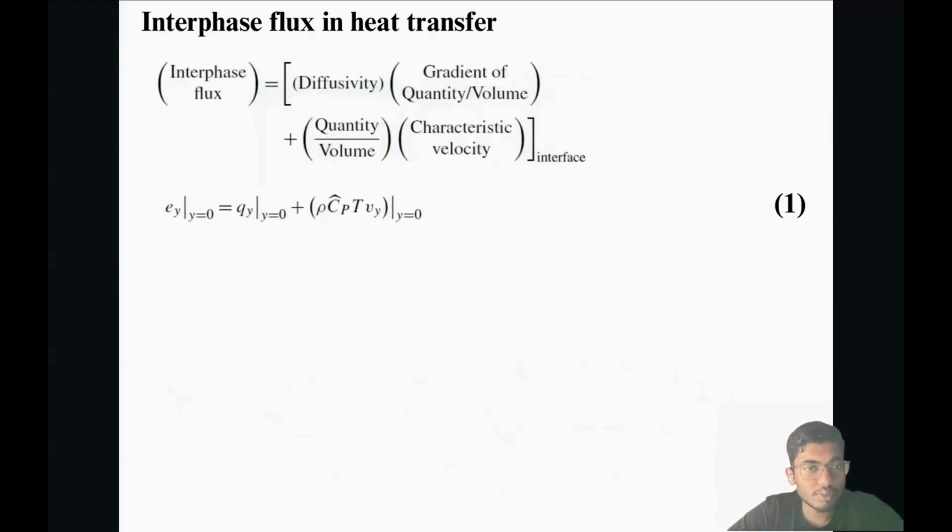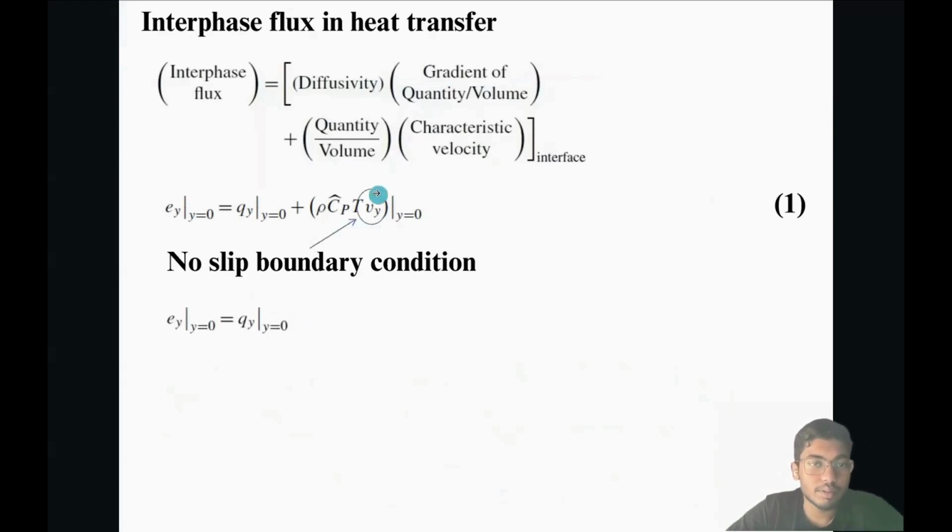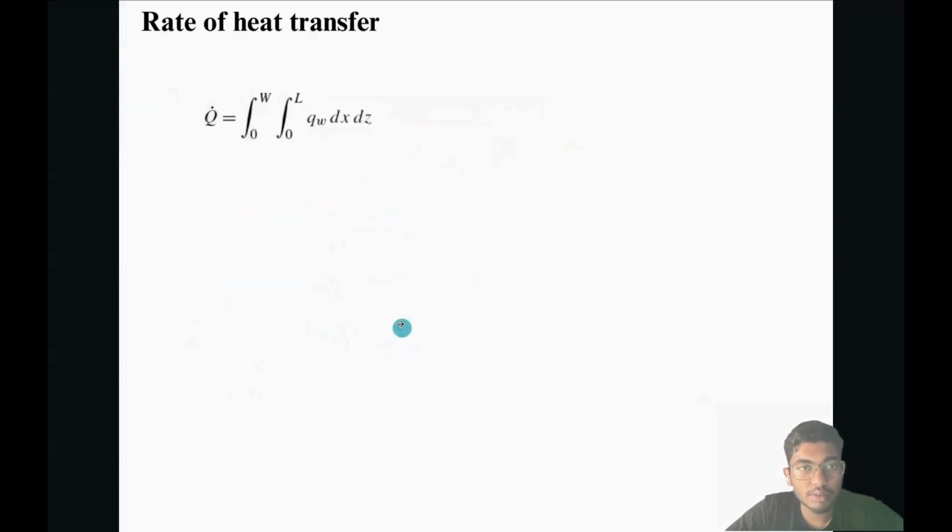Now at y equal to zero, Vy will become zero, and we will neglect the convective flux term. That is this one. Due to the no slip boundary condition, Vy becomes zero and the whole convective flux term becomes zero. Now the total interface flux is equal to molecular flux at y equal to 0, that is at the interface. Now we know Qw is equal to minus K del T by del Y. This is our Fourier's law.